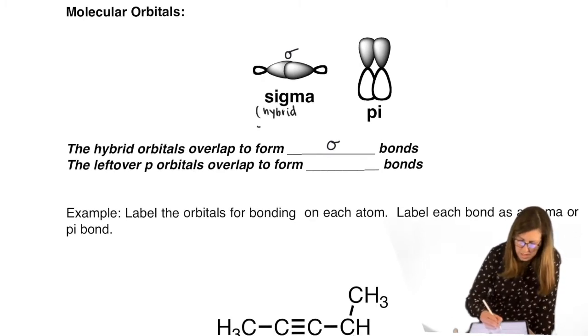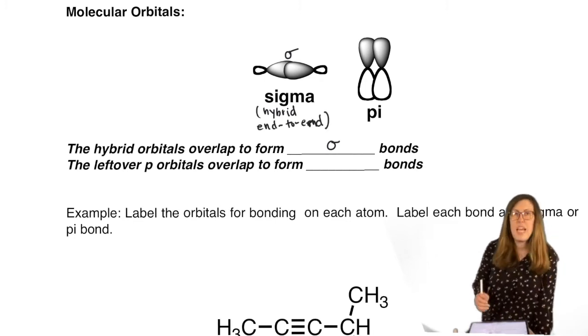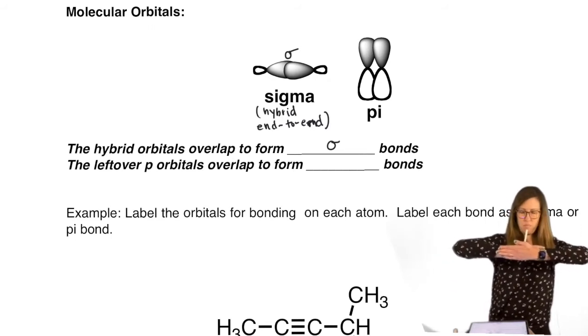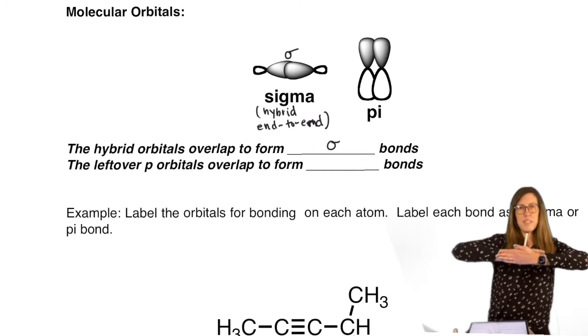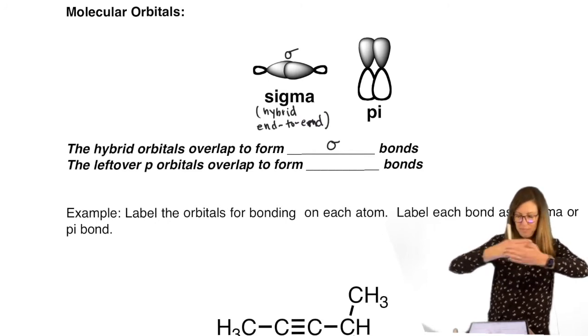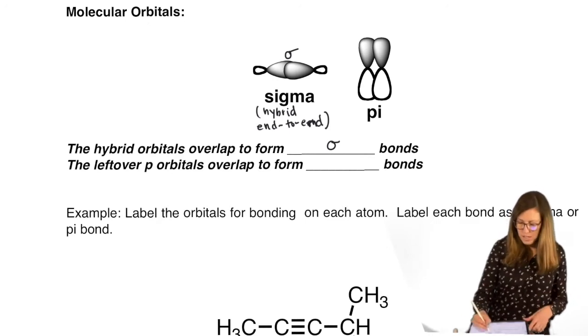Hybrid end to end. Do that with your arms. End to end, that's a sigma bond. That's what hybrid orbitals do. They make sigma bonds, they make the single bonds. Sigma bonding framework. The pi bonds overlap side to side.